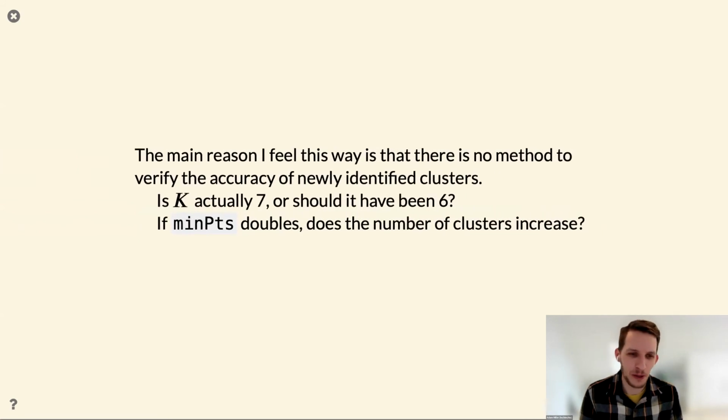And I've hinted at this throughout the lecture. Perhaps I haven't hidden this fact at all, but the main reason I feel this way is that there's no way to know, if you've performed some clustering algorithm, how accurate your clusters are, how well you've actually done to identify clusters, right? Is K 7 or should it have been 6 or maybe 8? Or if you aren't using K-means, if you're using DBSCAN or some other derivative of DBSCAN, if you double the number of min points, does that change the clusters? Does that change the clusters to better or more accurately reflect what is actually seen in nature?